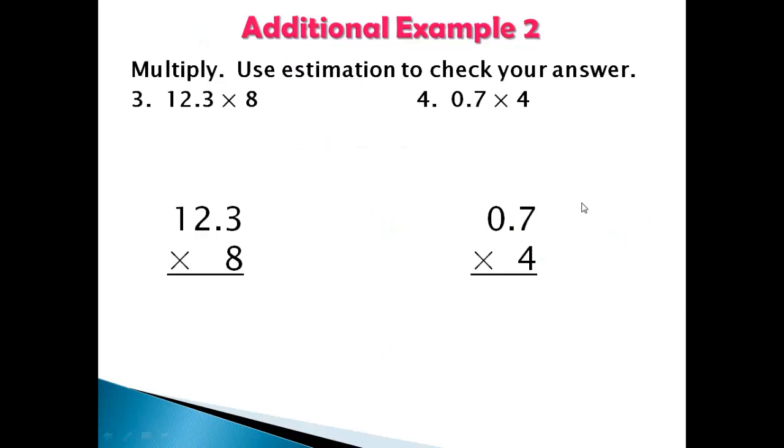Now we have a couple of additional examples. You can pause the video and try them on your own, or you may follow along. For number 3, we're going to multiply 12 3/10 times 8. 8 times 3 is 24.